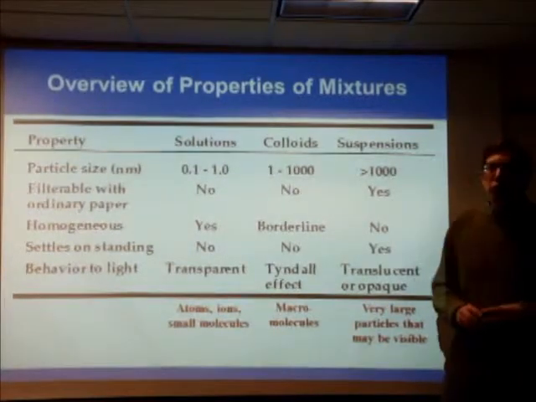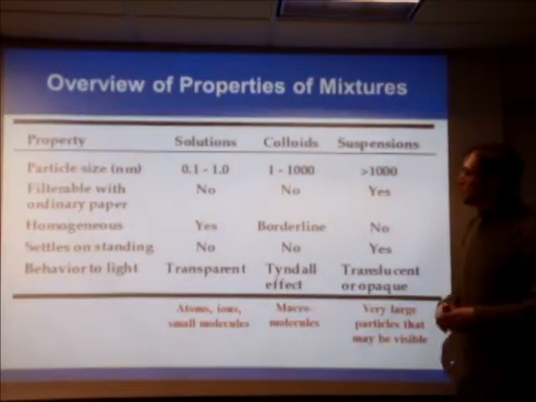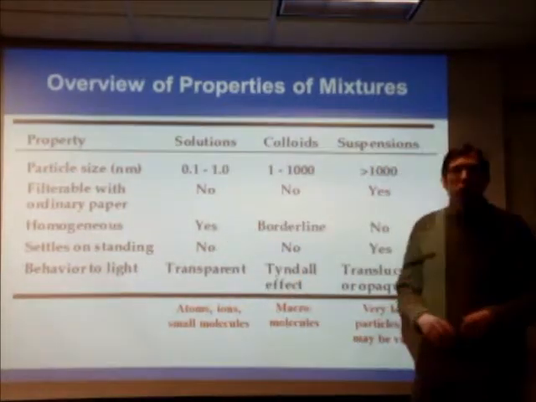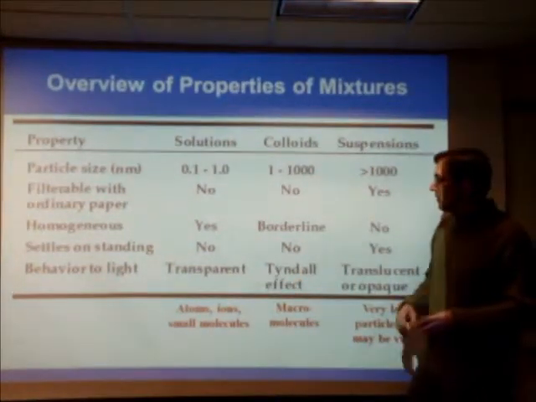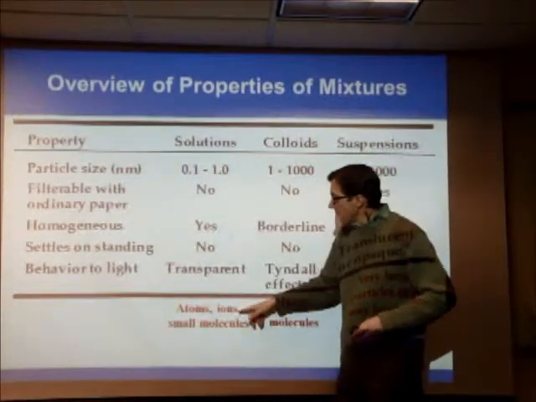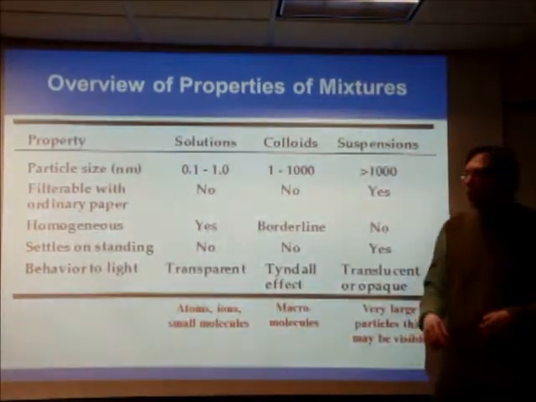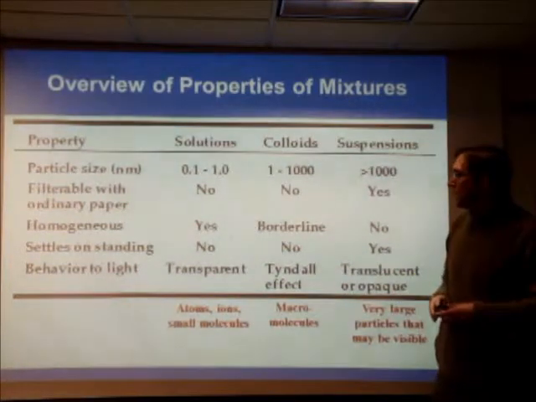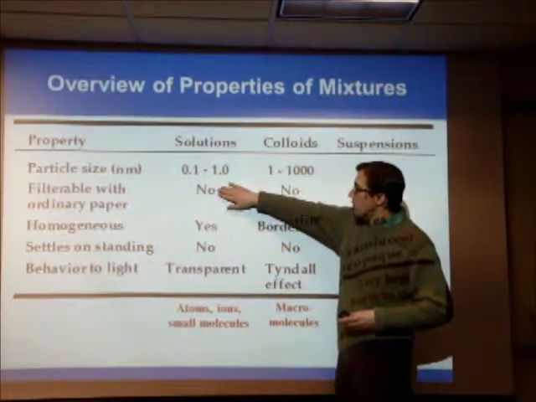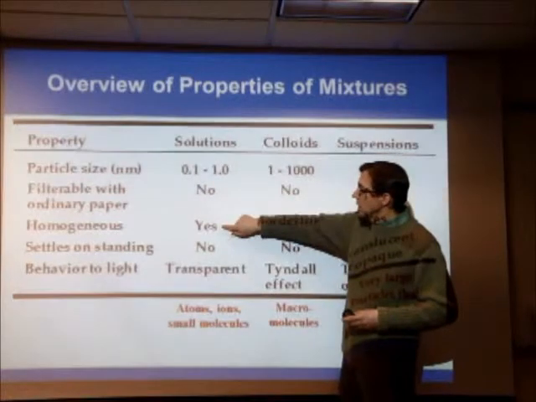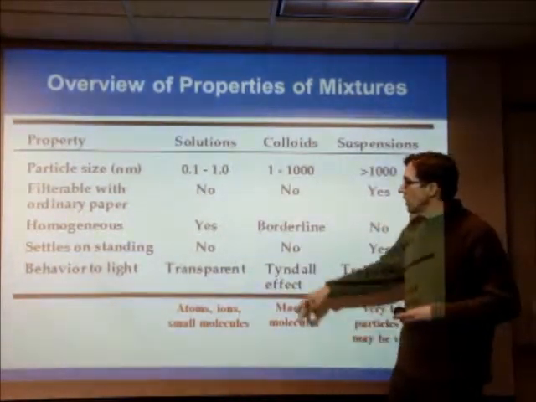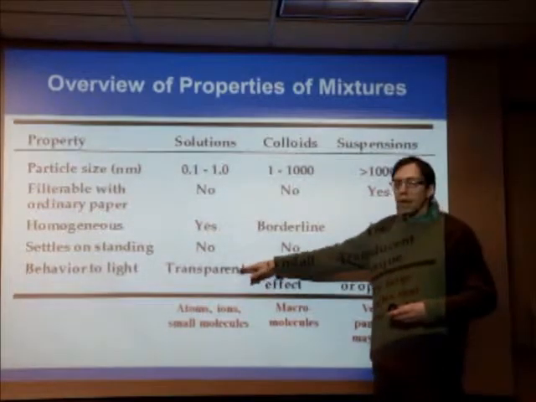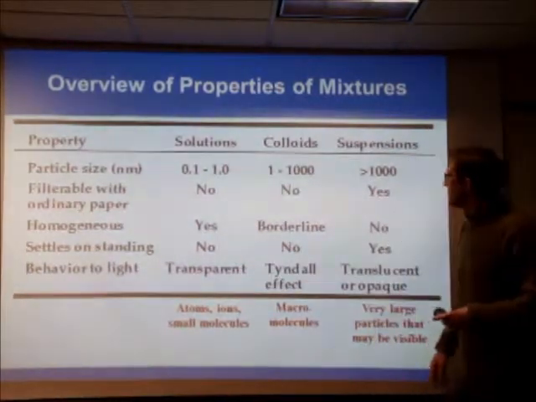So, as an overview of mixtures, different types of mixtures, we've been talking about solutions. Solutions have small particle sizes. The solutes are atoms, ions, or small molecules. As we remember from when I introduced this chapter, you can't filter out these particles with normal filtration. They're homogeneous solutions. They will not settle on standing, and they are transparent to light.